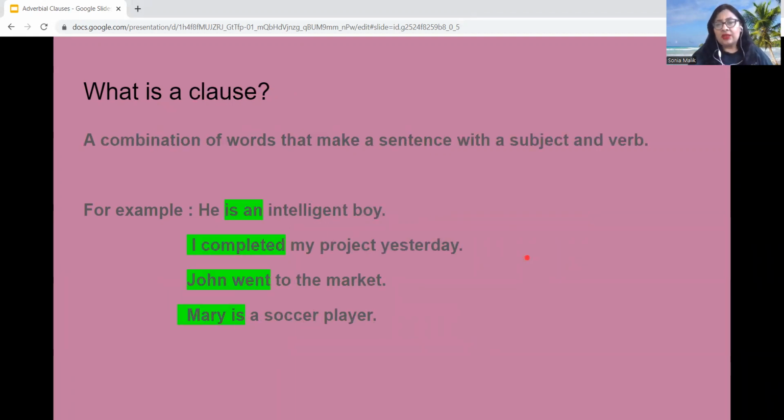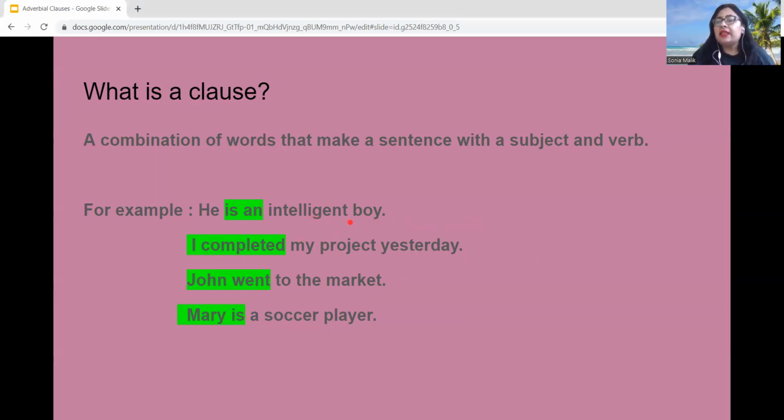Now, what is a clause then? A clause is a combination of words, just like a sentence, which has a subject and a verb. Sometimes this combination of words may form a complete sense, but sometimes it may not have a complete meaning. When it doesn't have a complete meaning, that is a dependent clause. So we'll have to combine it with a main clause. Let's see some examples of a clause.